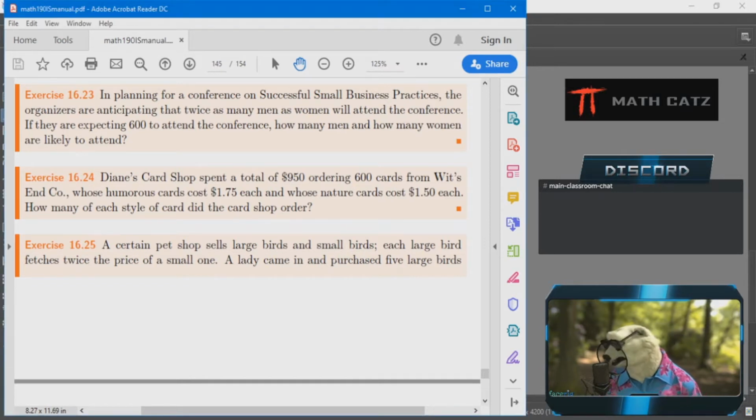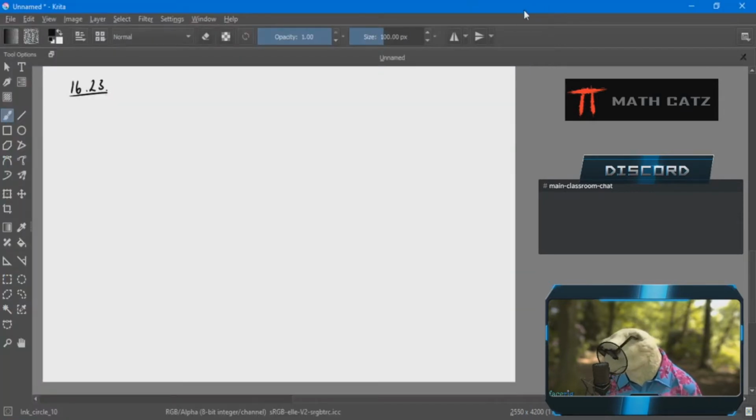Early in the morning. In planning for a conference on successful small business practices, the organizers are anticipating that twice as many men as women will attend the conference. If they are expecting 600 to attend the conference, how many men and how many women are likely to attend? Now, in fairness, there are 2 ways to approach this because both of the concepts are fairly simple. Regardless, I'm looking for the number of men and number of women.